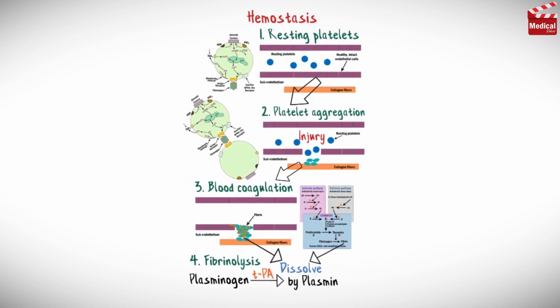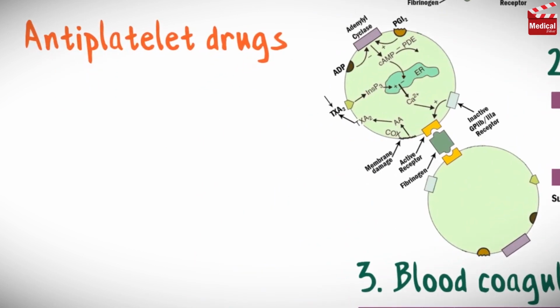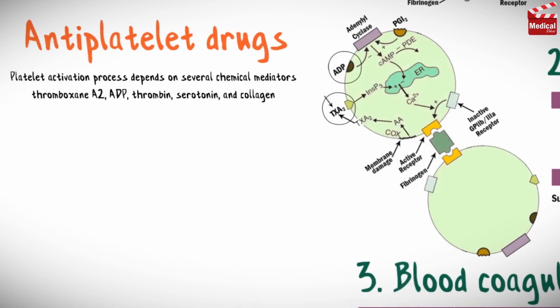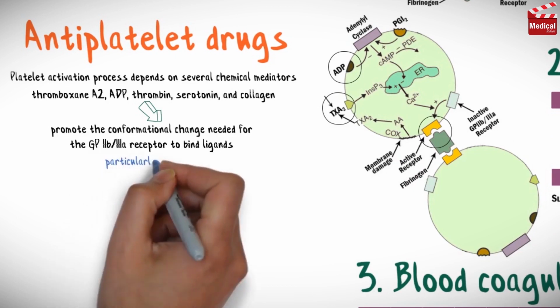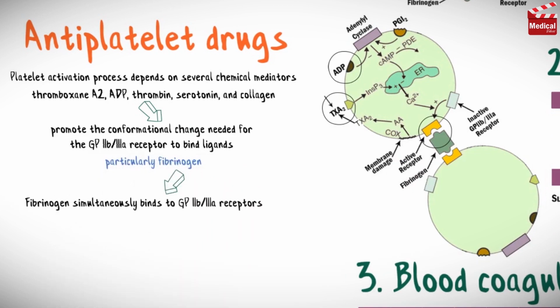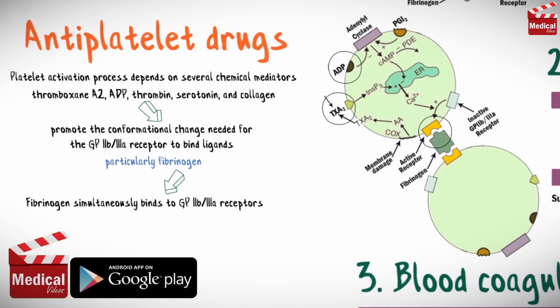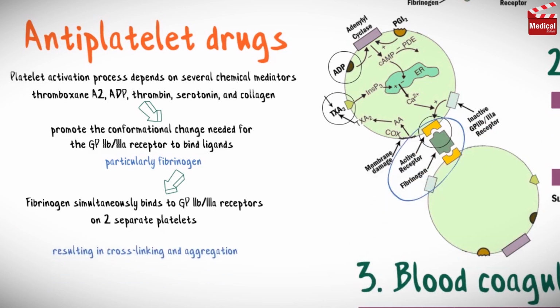So we can conclude that the drugs used to stop any of these mechanisms can be classified into antiplatelet drugs, anticoagulants and thrombolytic agents, also known as fibrinolytics. Today we'll discuss the antiplatelet drugs. We already know from the previous lecture that the platelet activation process depends on several chemical mediators such as thromboxane A2, adenosine diphosphate, thrombin, serotonin and collagen. These platelet activators promote the conformational change needed for the glycoprotein 2b3a receptor to bind ligands, particularly fibrinogen. Fibrinogen simultaneously binds to glycoprotein 2b3a receptors on two separate platelets, resulting in cross-linking and aggregation.